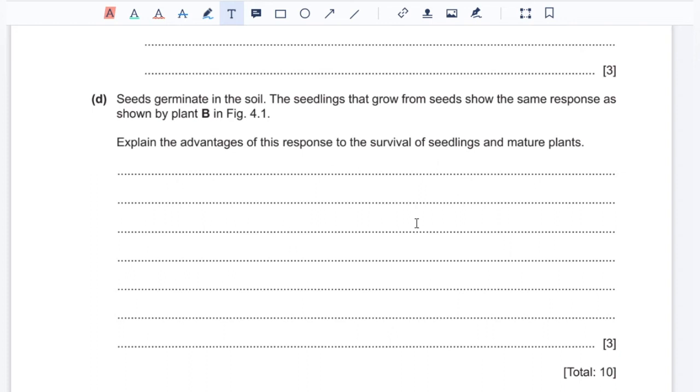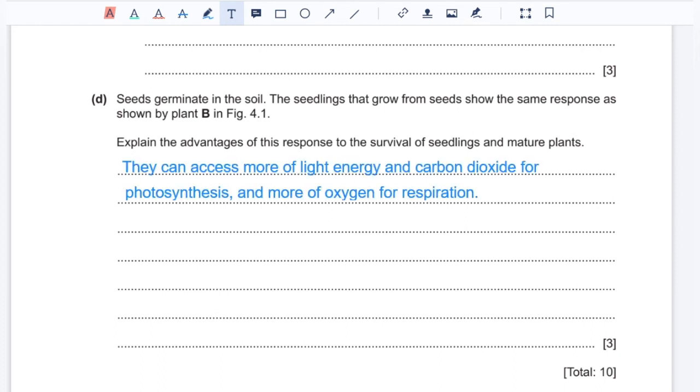So as the seedlings will grow away from the gravity, they will be able to access more of the sunlight and carbon dioxide present in their environment for photosynthesis. They will also be able to access more oxygen for respiration.